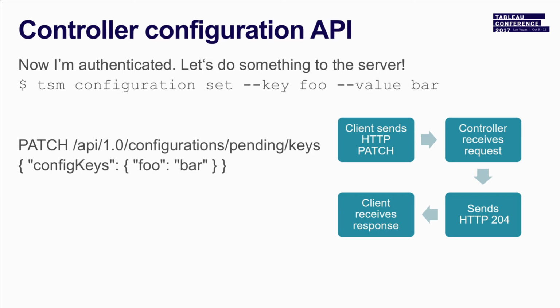And if you are familiar with REST in general, HTTP payloads, this is what the HTTP payload is. It's patch. Here's the URL for setting configuration value. And here's the payload. And this is JSON. This REST API supports both JSON and XML, which is another thing we're excited about.